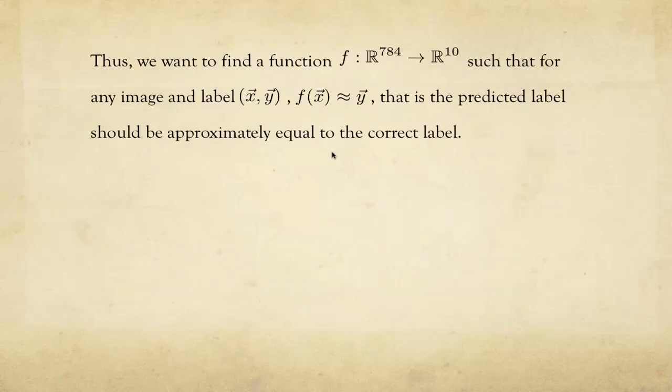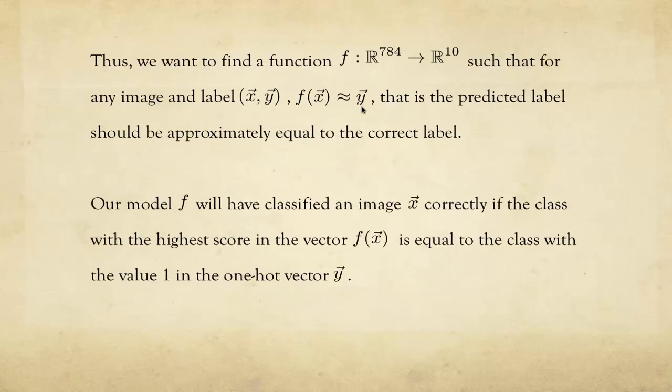So we want this function that basically takes x, and when you apply f of x to it, we want the function to approximate the label. And so we want the output of f of x to be approximately equal to the label, which is the true value for the image.